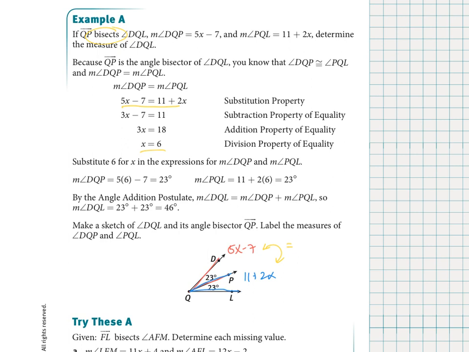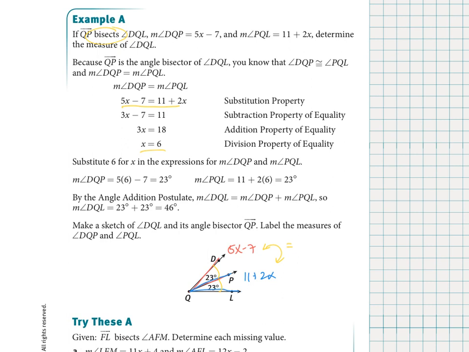Hey, good vocab word. They're going to be congruent to each other. So if we put in, let's say, 6 for 5x minus 7, we get 23. We could put in 6 for 11 plus 2x. We get 23 as well. When we add both of those angles together, we get 46 degrees.